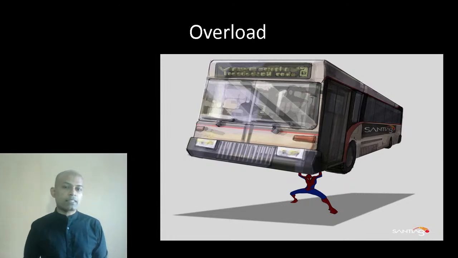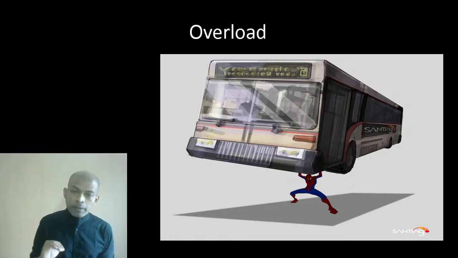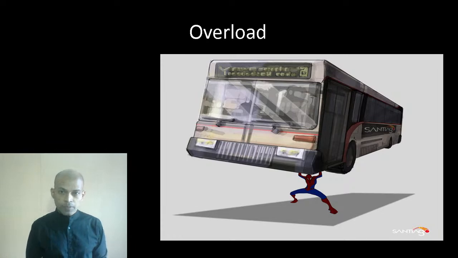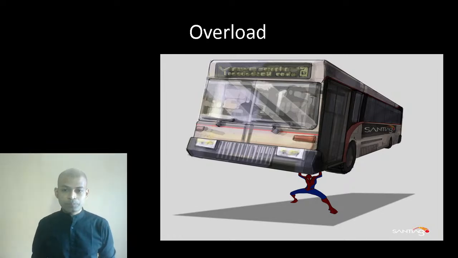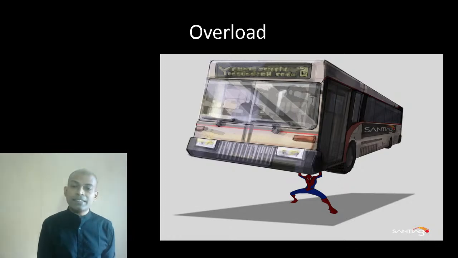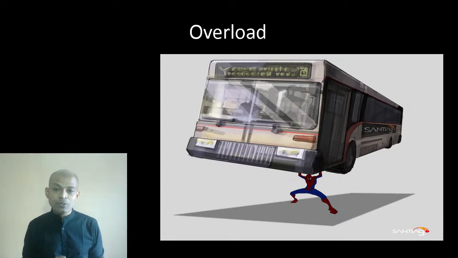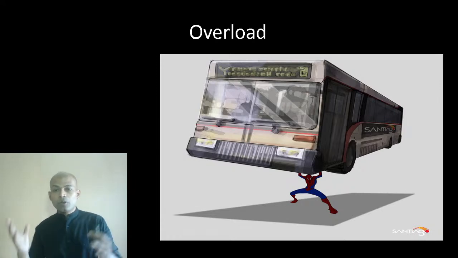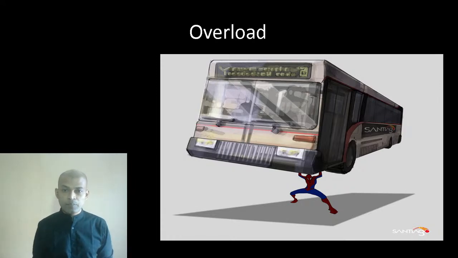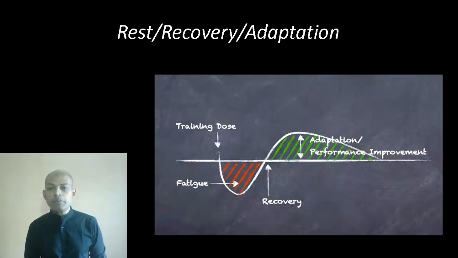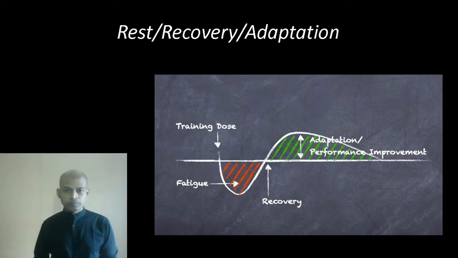Same thing with exercise. When I'm able to lift, say, a 2 kg dumbbell, then I should be progressing to, say, a 2.5 kg dumbbell. Otherwise, the changes will not happen in my body. However, from a 2 kg dumbbell, I should not be progressing to a 20 kg dumbbell unless I'm a Spider-Man who can lift the whole bus also with ease. So the overload has to be graded.